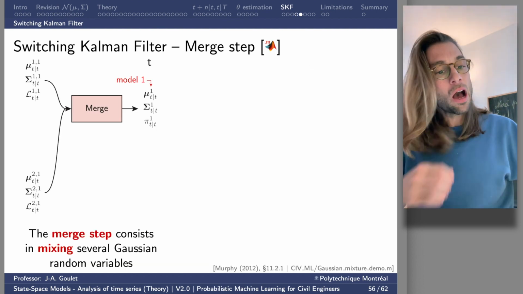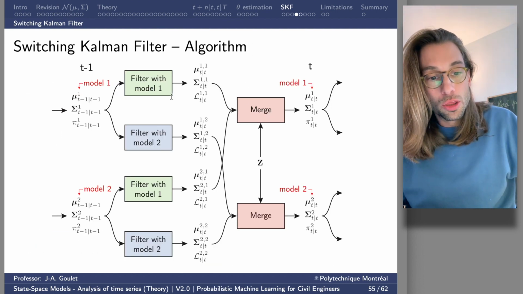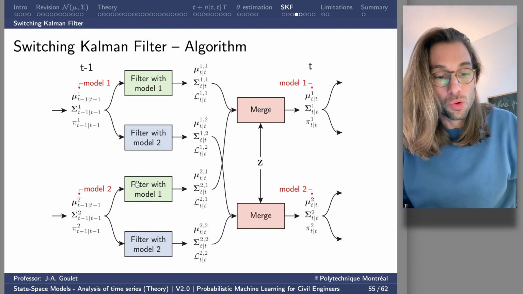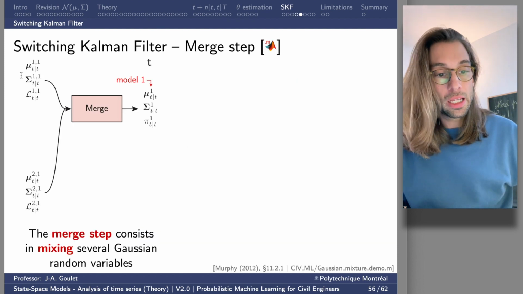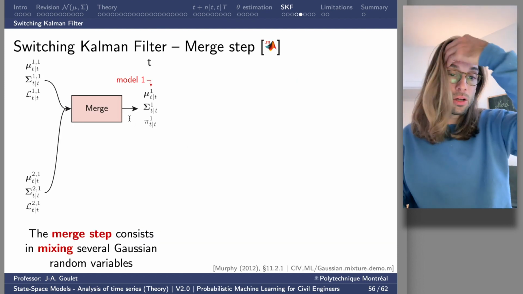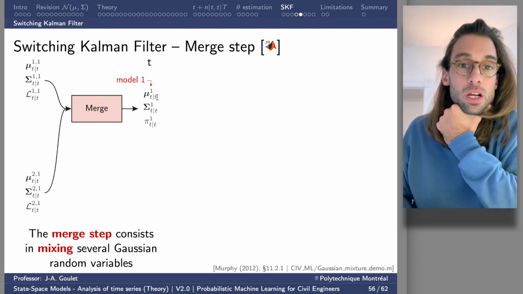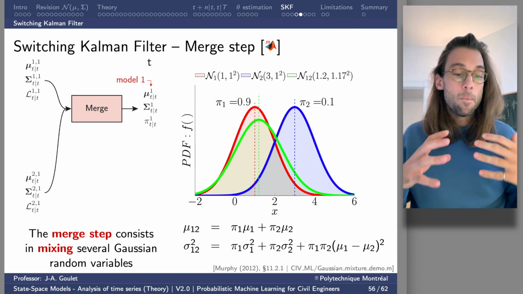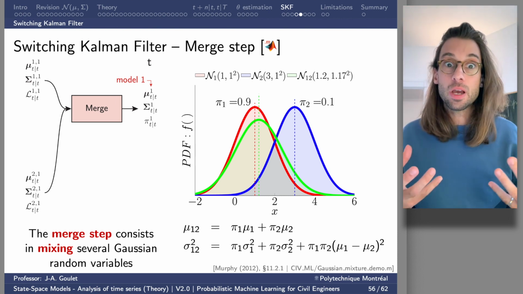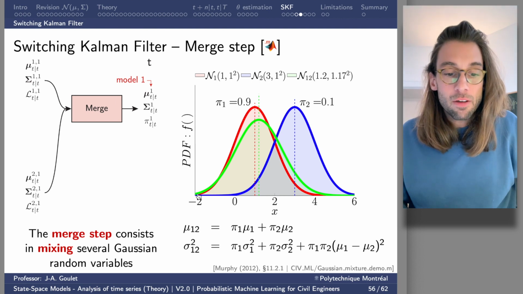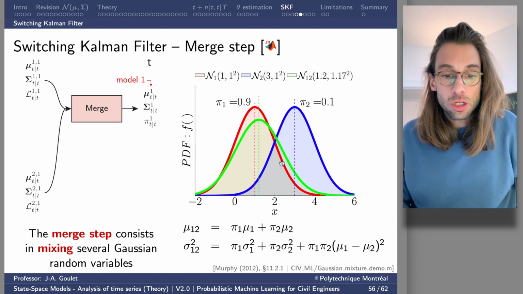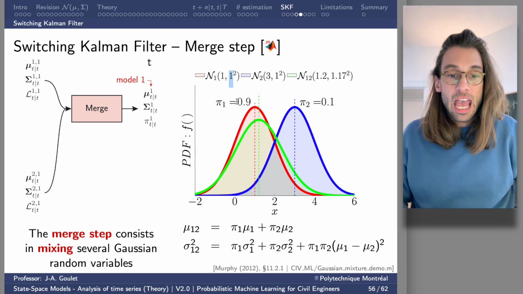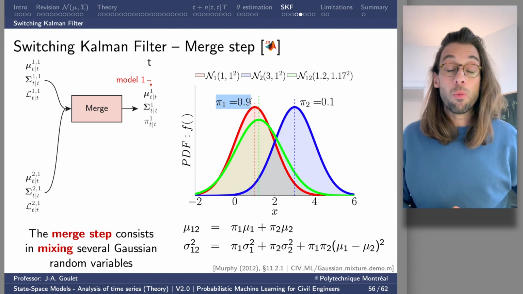Okay, so now what we want to do is to merge both quantities that transited through model 1. So we take these 2 quantities and we want to merge them into a single expected vector, covariance matrix, and probability. And to do this, we're going to use the concept of mixing Gaussian random variables, a Gaussian mixture. So here's an example. We have here the red distribution, which is a normal PDF, with expected value 1, standard deviation 1, and we say that the probability of that distribution is 0.9.